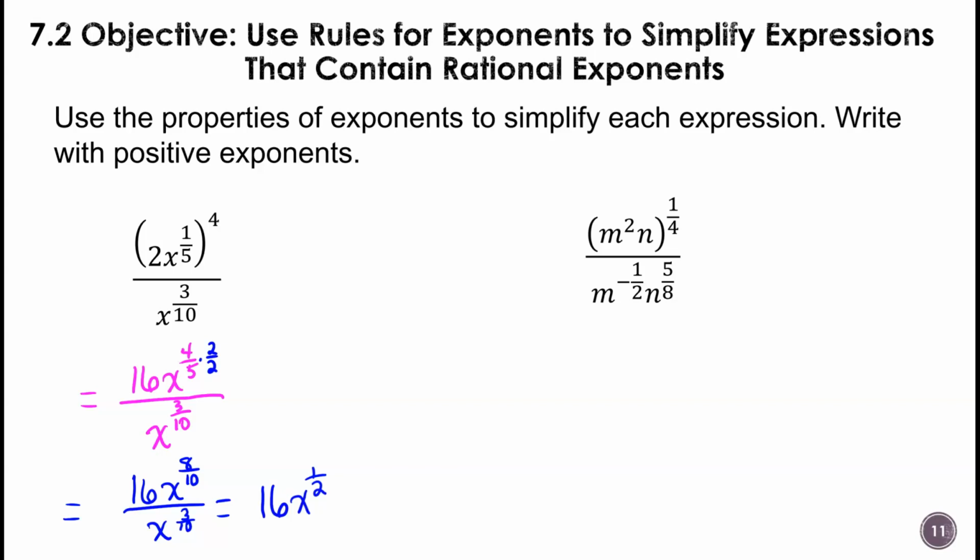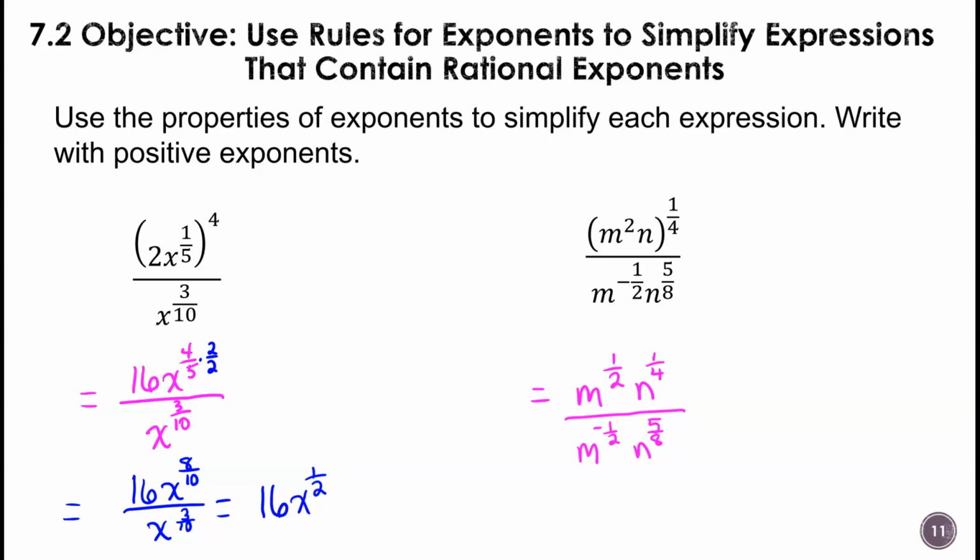All right, on the next question, we're going to multiply 1/4 times 2. So 2 times 1/4 would be 2/4, which is 1/2. And that's n to the 1/4, m to the negative 1/2, and n to the 5/8. And so then I'm going to simplify those, right?